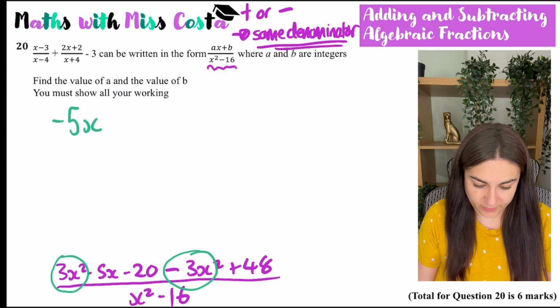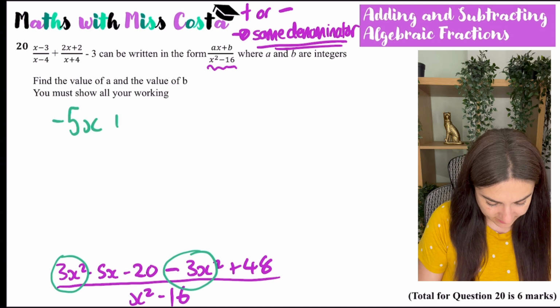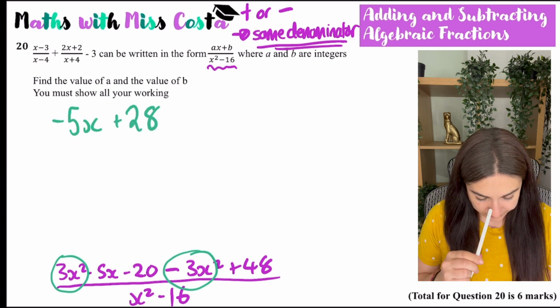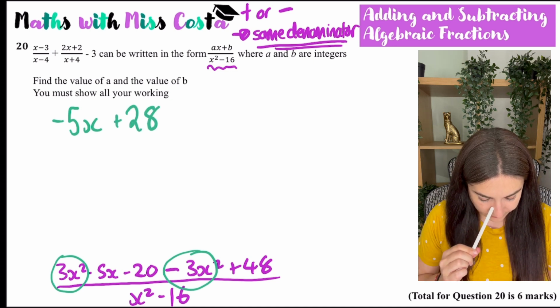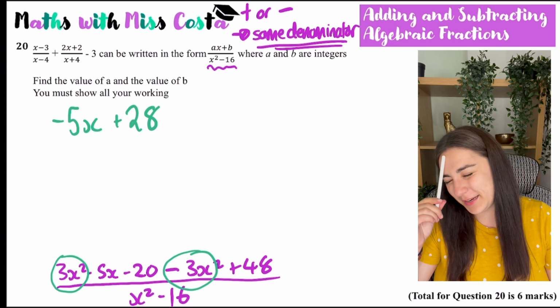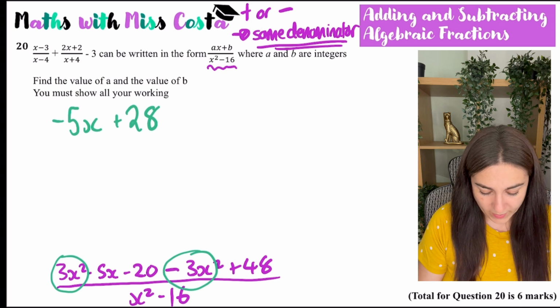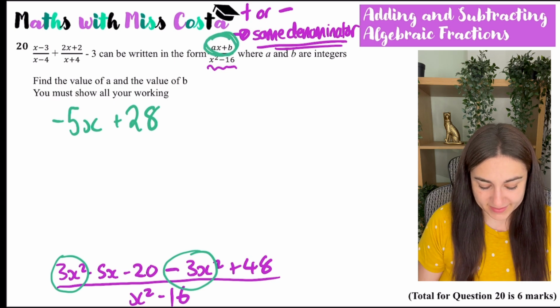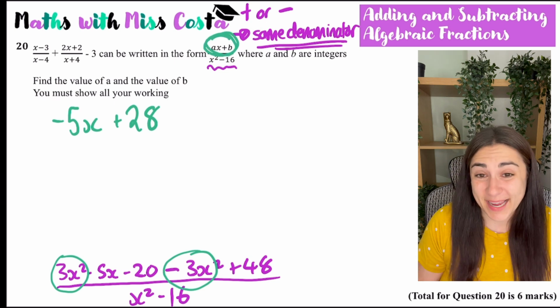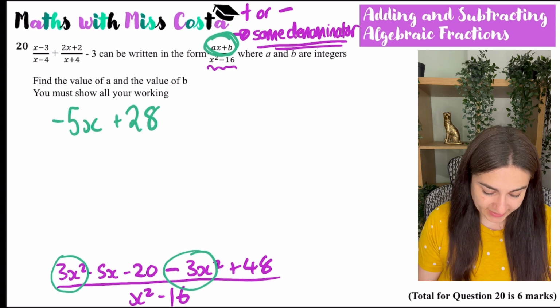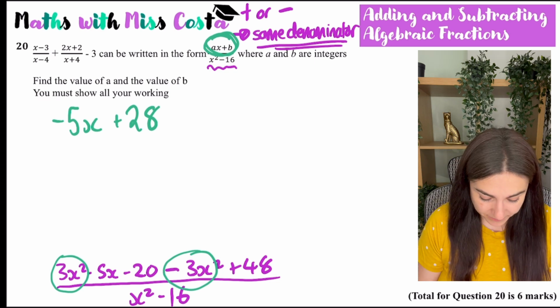So 48 take 20 is 28. Have I missed something? Maybe not. No, I'm sure it's fine. Sometimes people get really confused by this because they're like, it's not a positive. It doesn't matter. All it means is a and b are integers, which they are.